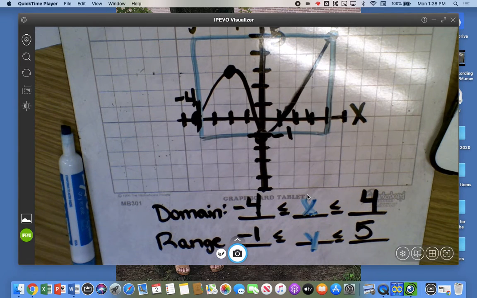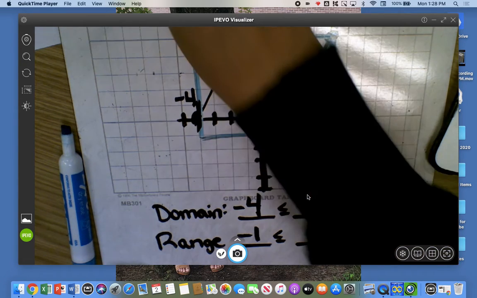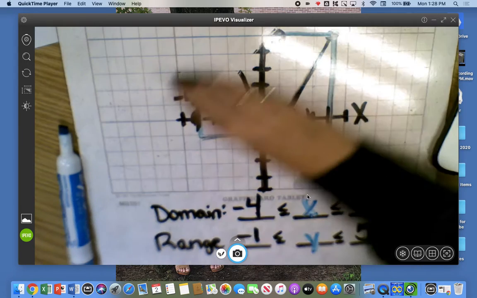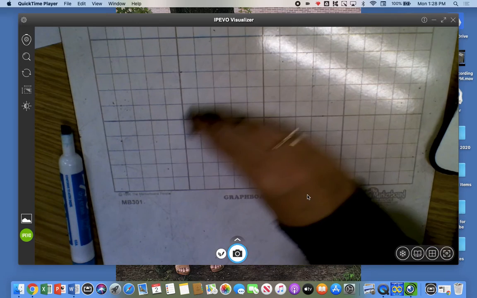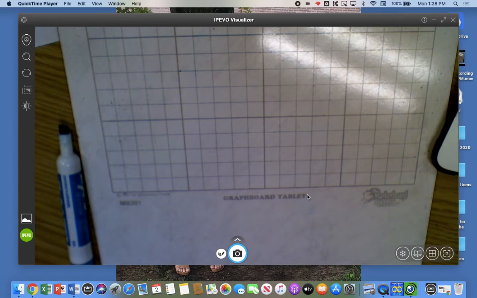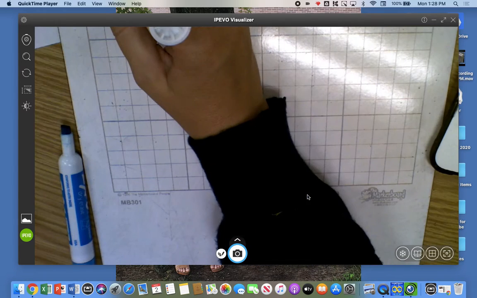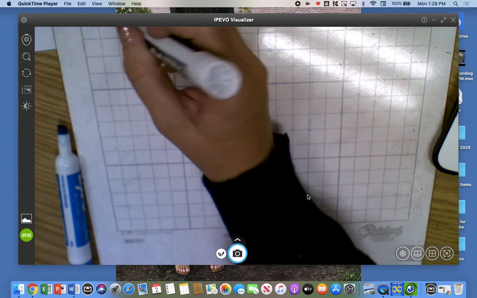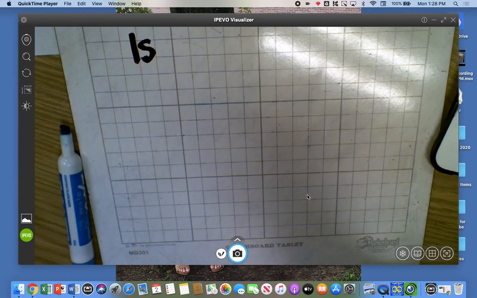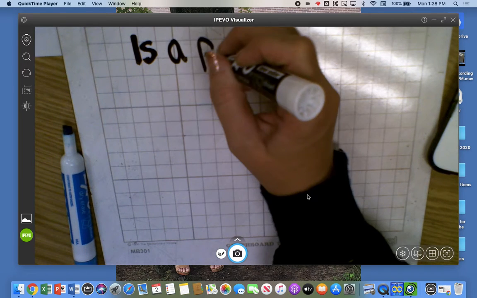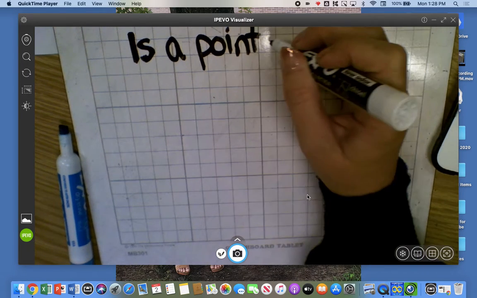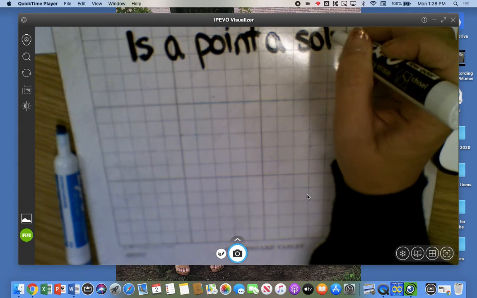Now I do have a new type of question I want to ask you, and this is dealing with domain and range. I'm going to ask you today, is the point a solution to the equation?